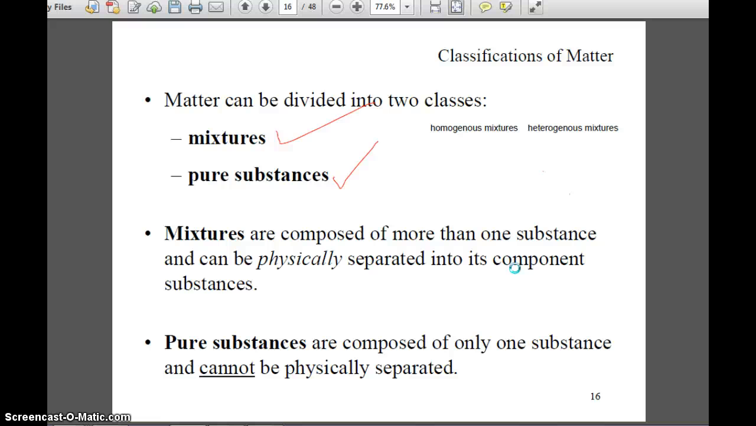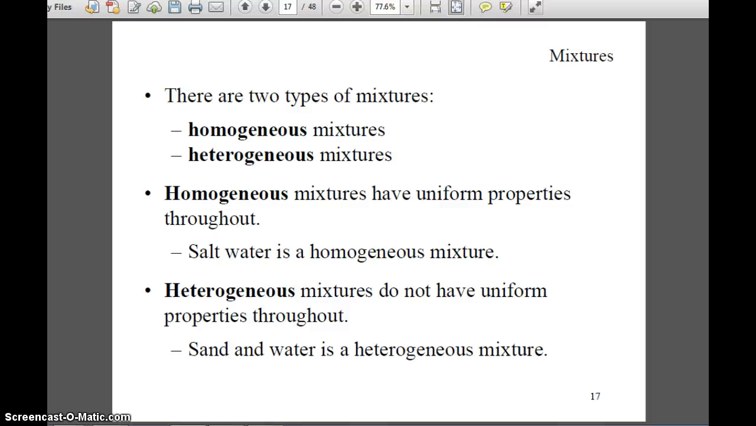If you want to break it down into other things, such as a pure substance which is a compound, you will need some kind of chemical means. You will have to carry out some kind of chemical reaction to be able to get it to go that route. But otherwise, you cannot really break down pure substances into smaller particles. Okay, coming back to mixtures, like I said, two kinds, homogeneous and heterogeneous.